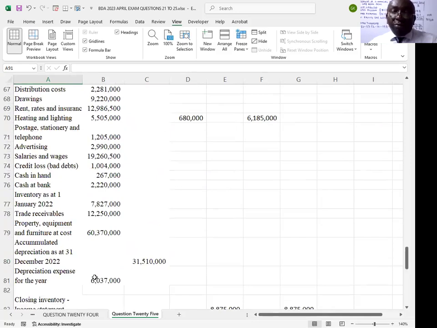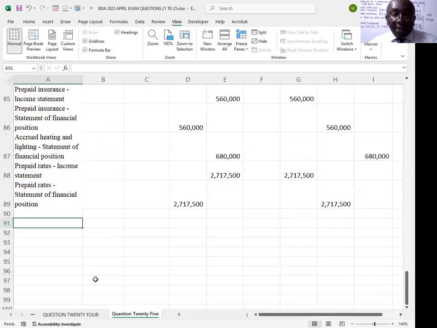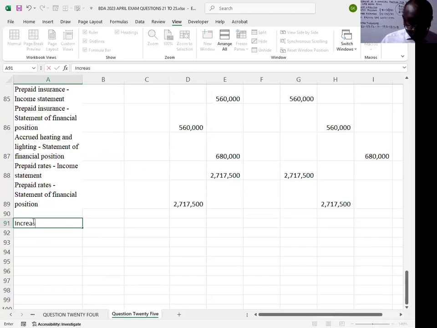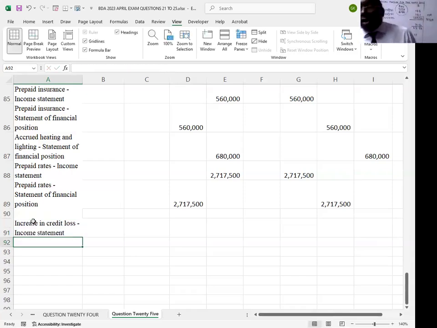To be fair to the user of our statements, ndio ajue hiyo 609 imetoka wapi. Let's give it an independent statement here, an independent line. We call it increase in credit loss. And this increase in credit loss, it is supposed to go to the income statement because it is an expense.